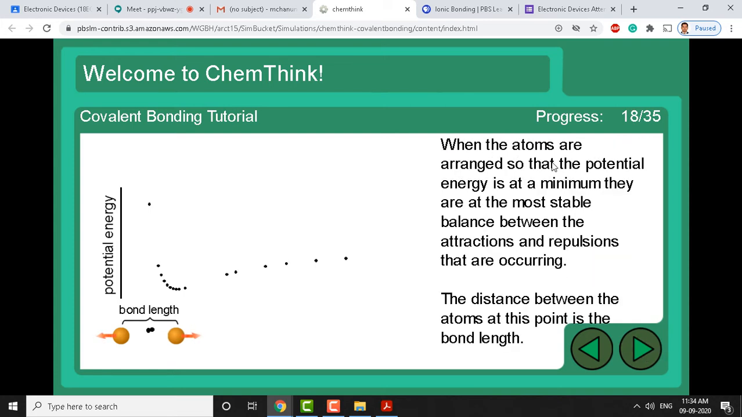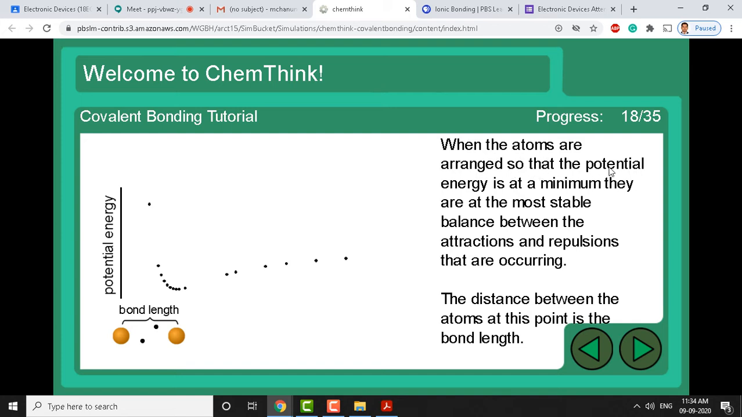So when the atoms are arranged so that the potential energy is at a minimum, they are at the most stable balance. To understand the stability in solids, this experiment plays a very important role. This is called the bond length. When the atoms are at a sufficient distance, the electrons get attracted by the protons here as well as the protons there. Therefore, they maintain a balance. So that's what is told here.